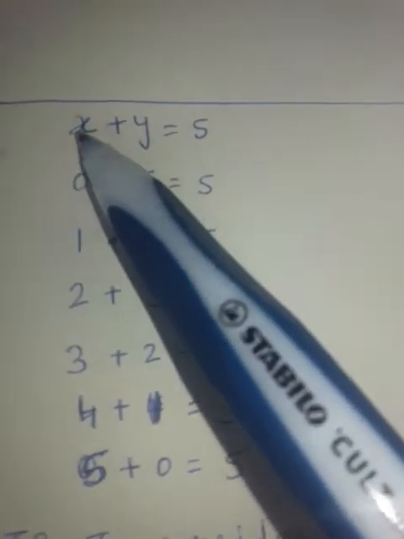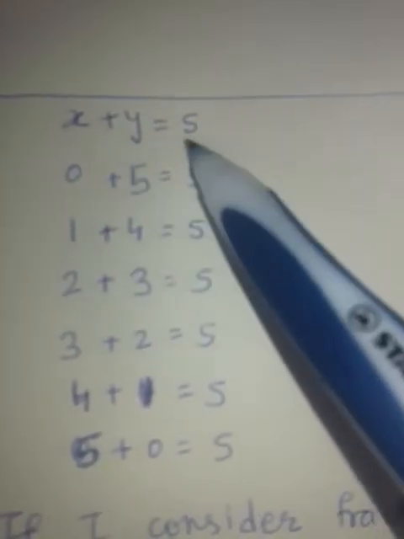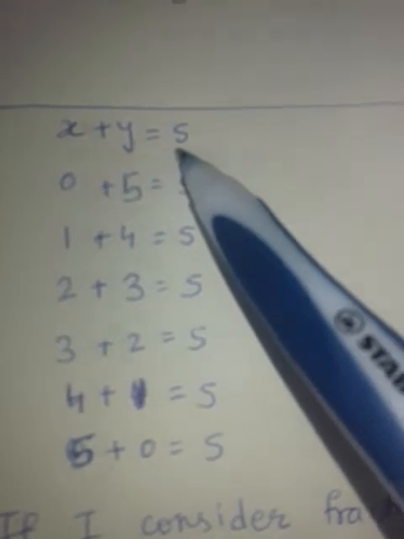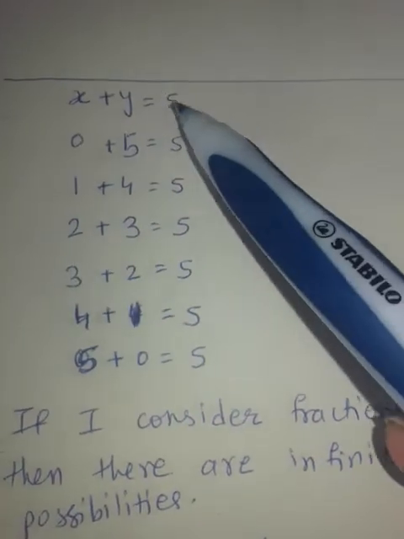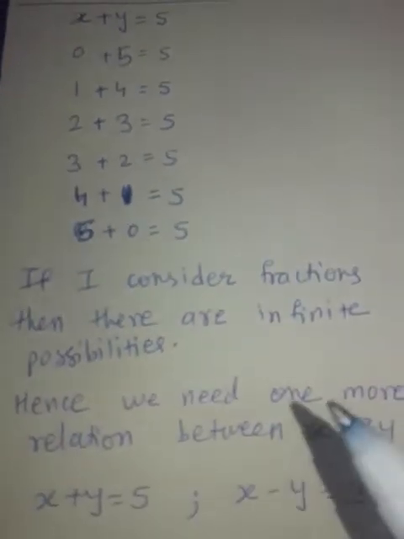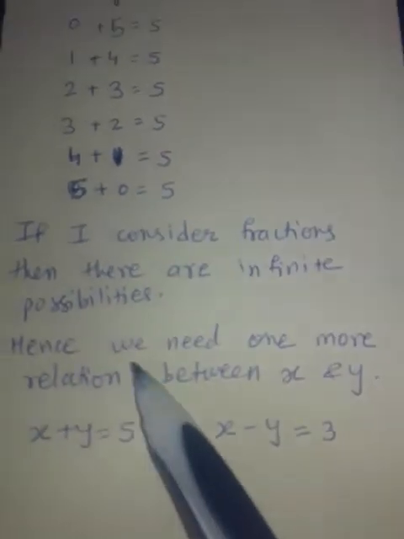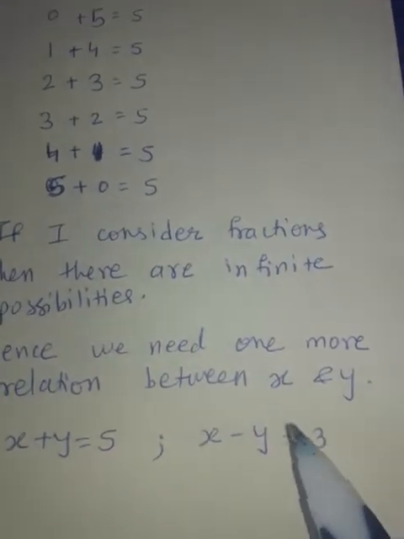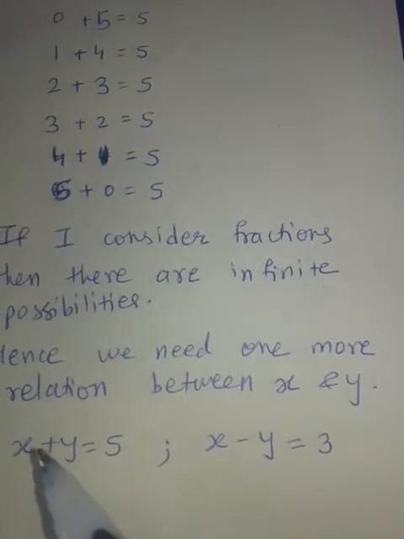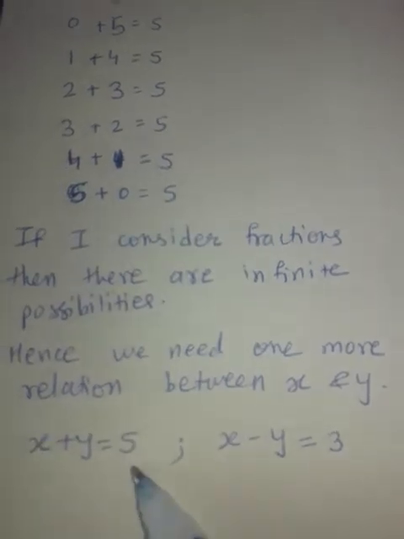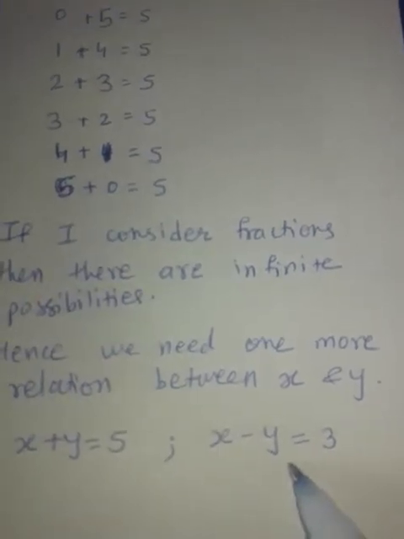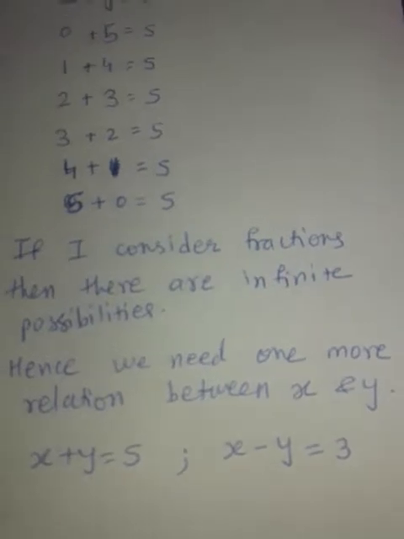So in this single equation with two variables, x and y, and only one equation, I am not able to find the values of x and y. For that I need one more relation between x and y. Now I tell you, along with this relation, I give you one more relation: x minus y is equal to 3.